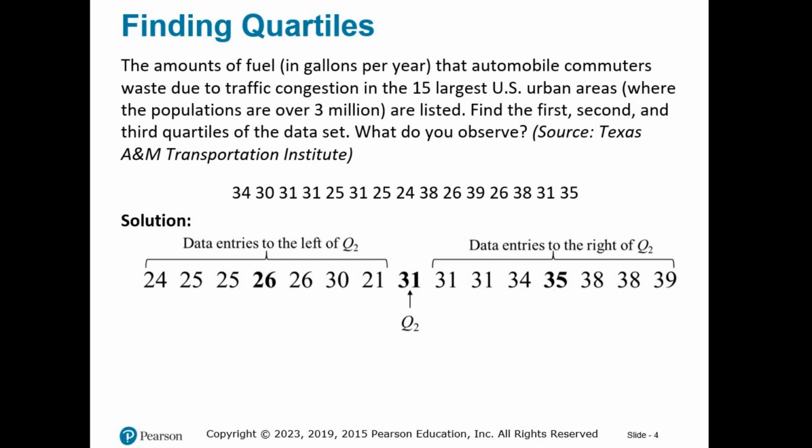The remaining half of the data set also has an odd number, so that makes it easy to find the median of the first half, or the first quartile, which is 26. When we do the same for the other side, we find that the third quartile is 35.